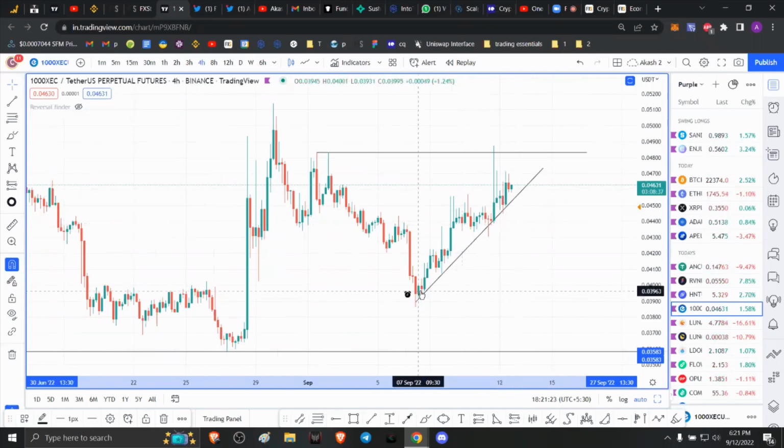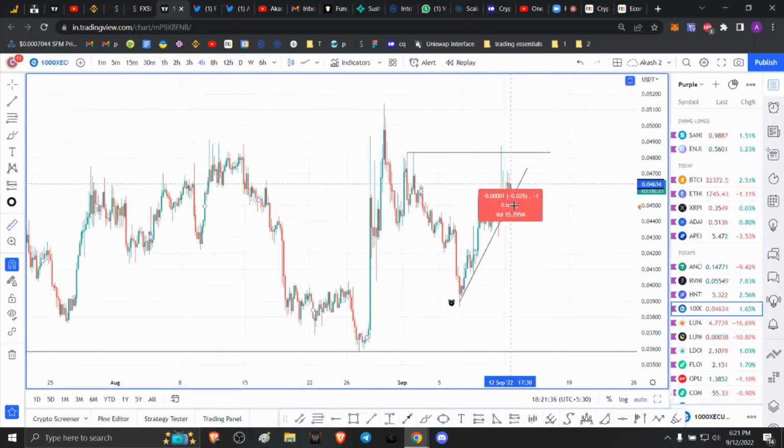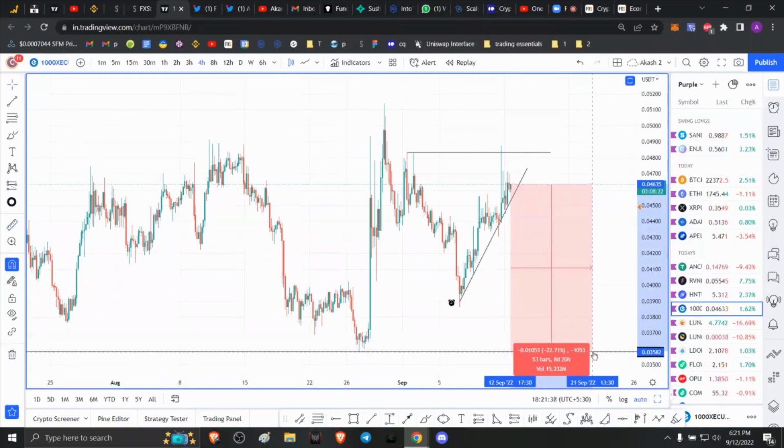With that in mind, I have this uptrend drawn here. Once we get a breakdown of this uptrend, I'm going to short this coin all the way down to this particular level here, which is 0.0358, right? So from the current position, this is a 22% drop for XEC. And that basically concludes my take on the altcoins and Luna family.